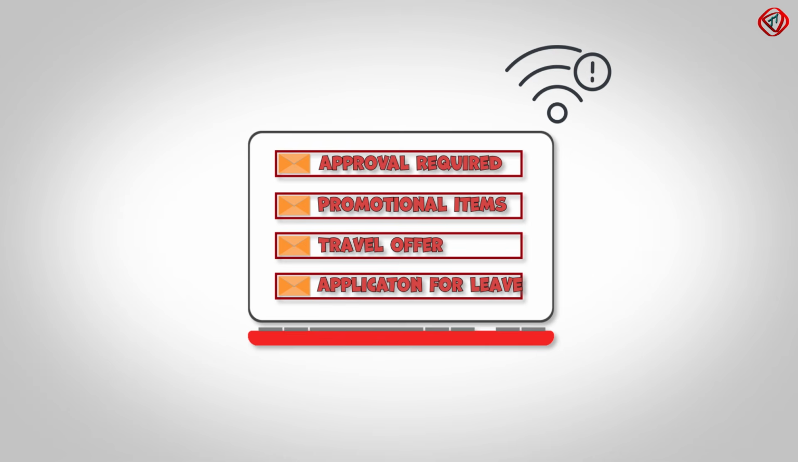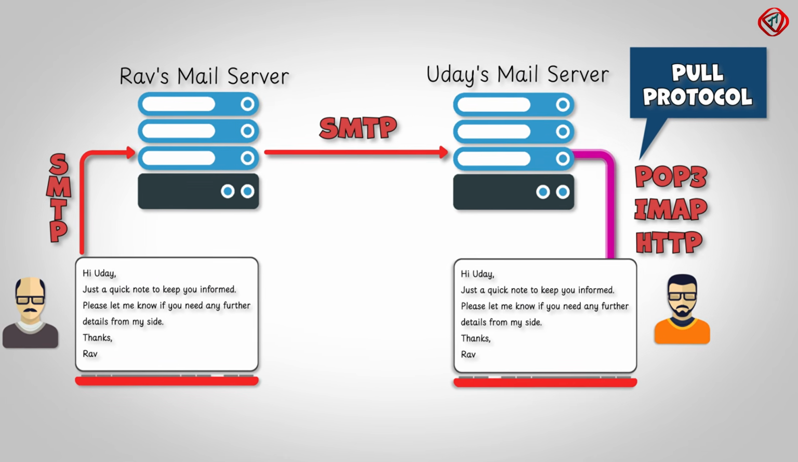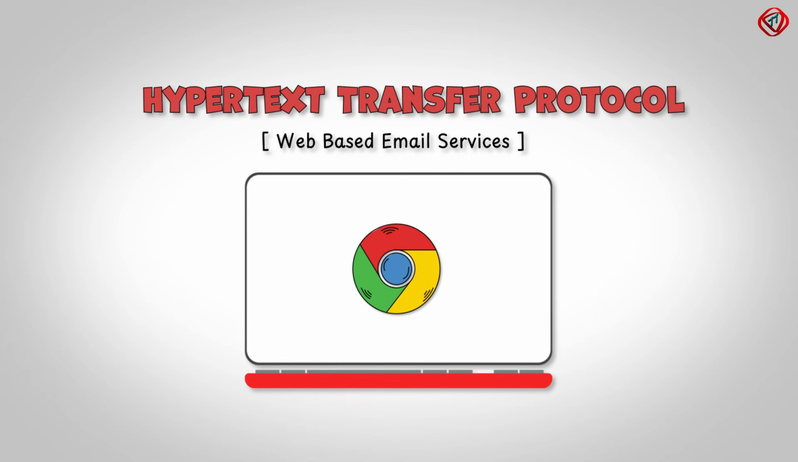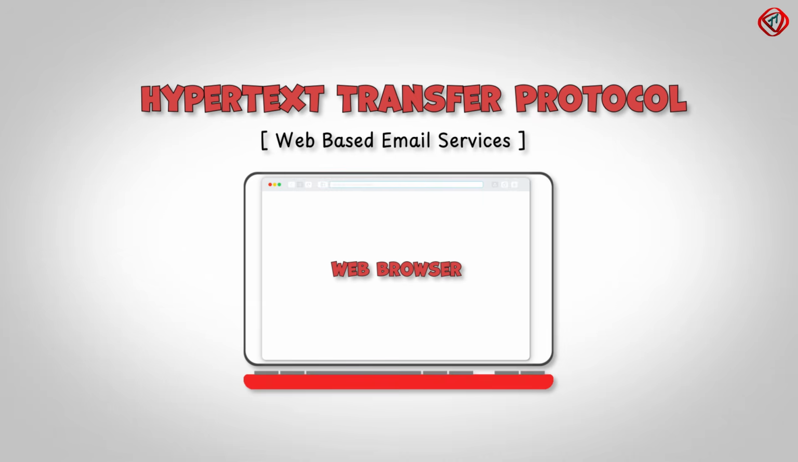The third mail access protocol is HTTP. HTTP is used in web-based email services, where emails are sent or received through a web browser. A common example of a web-based email service is Gmail. In web-based email systems, the user agent or email application is the web browser itself, for example, Google Chrome.